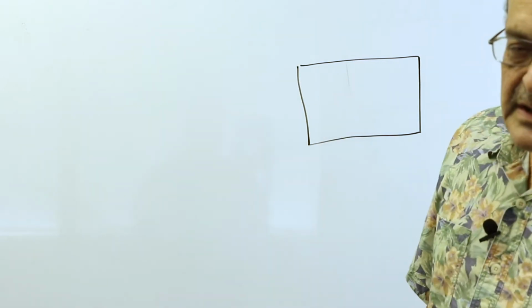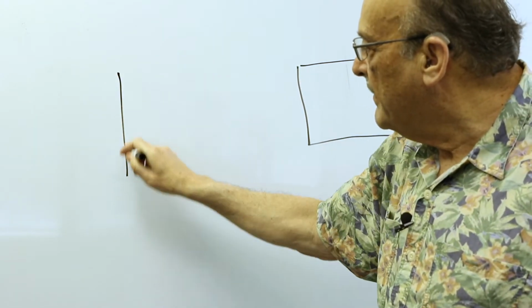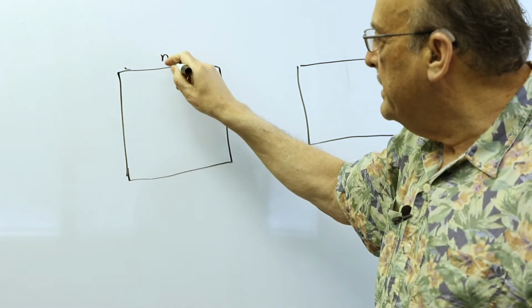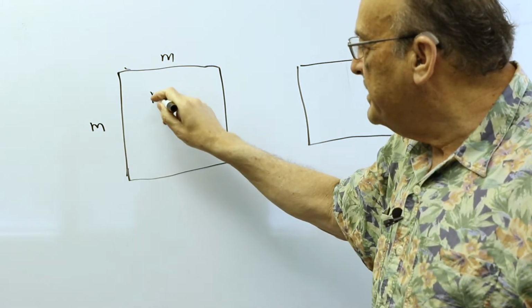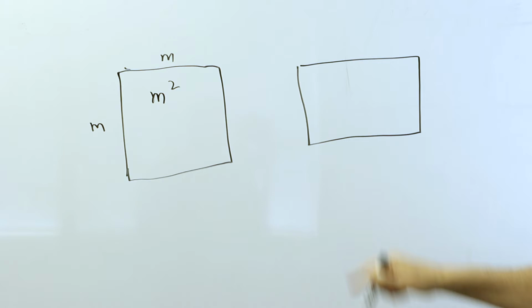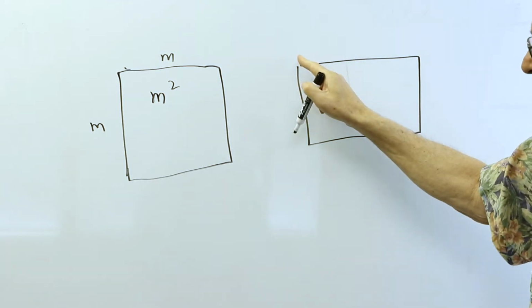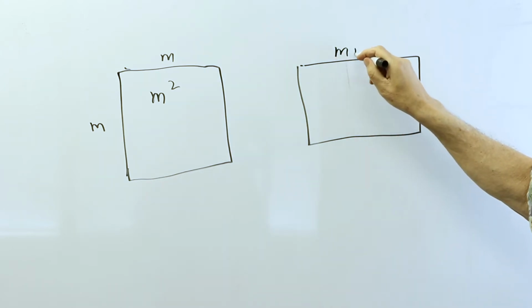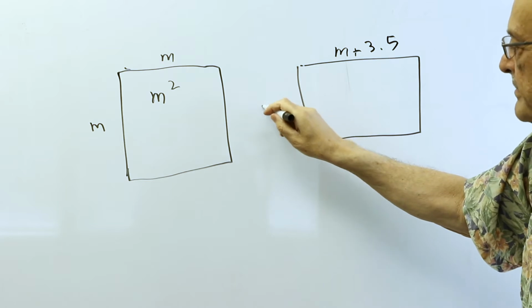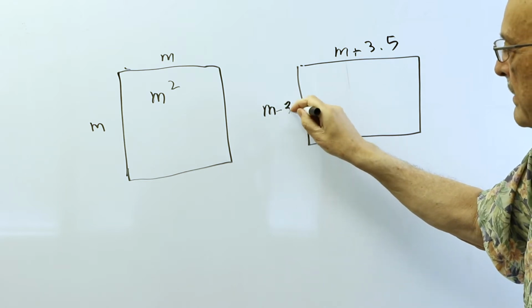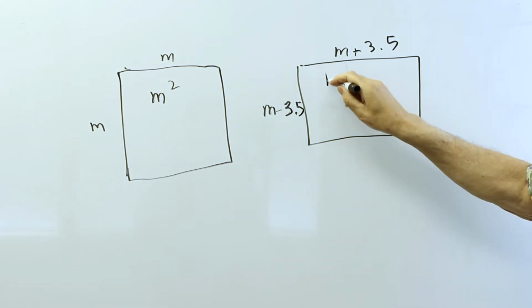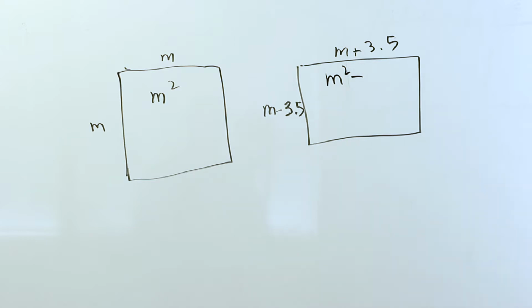And we're going to compare it to a square with the same perimeter. So if the square is m by m, its area is m squared. And here we want the length to be 7 more than the width. So we'll break 7 in half, and we'll have m plus 3.5 compared to m minus 3.5. And that'll make the area m squared minus, now I have to multiply 3.5 times 3.5, and I have a trick.